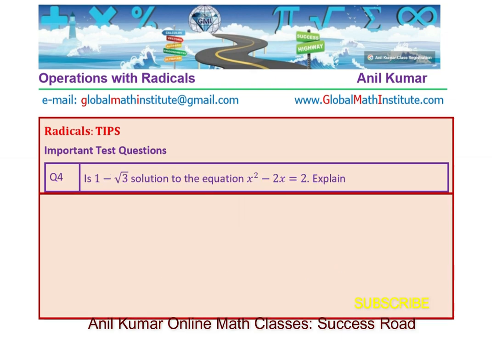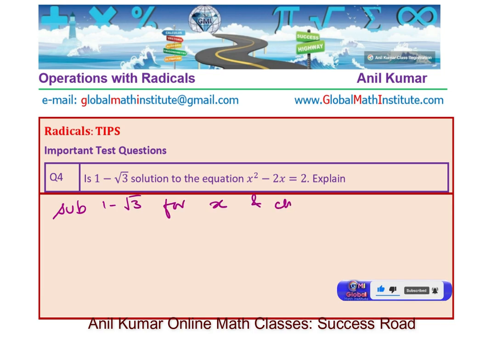Well, here's question number 4: is 1 minus square root 3 a solution to the equation x square minus 2x equals 2? How are you going to do this? Well, clearly, if it is a solution, substitute, right? Sub 1 minus square root 3 for x, and check. Makes sense, right?